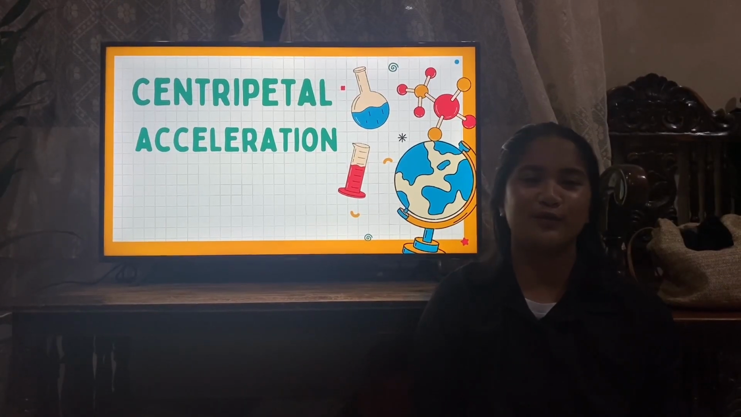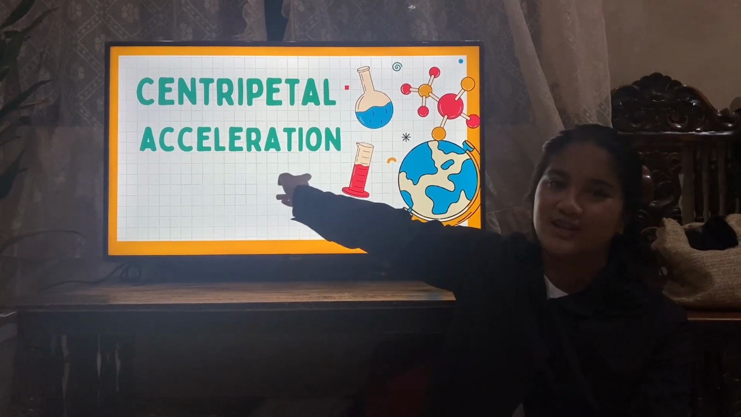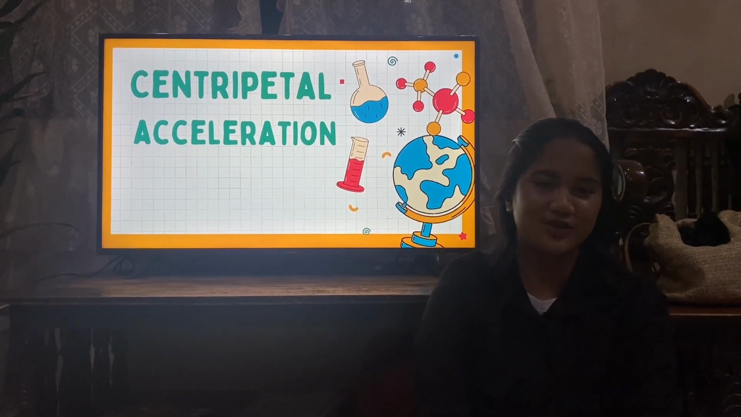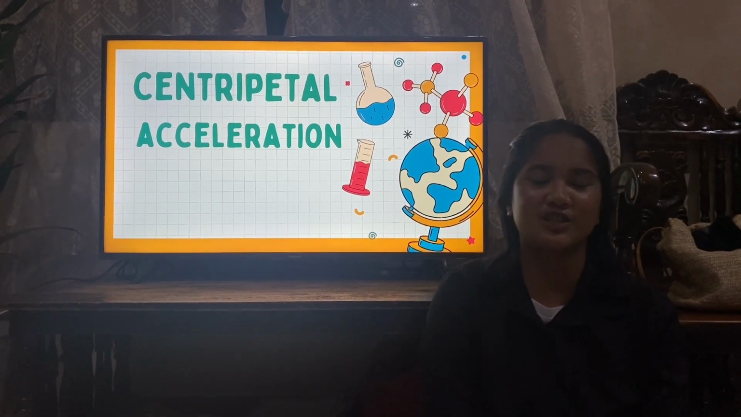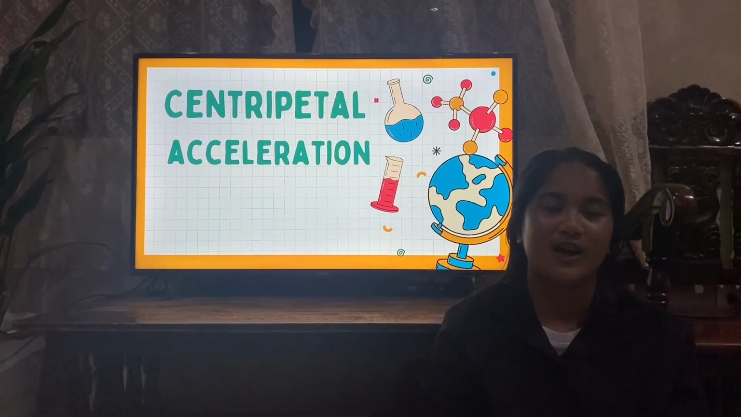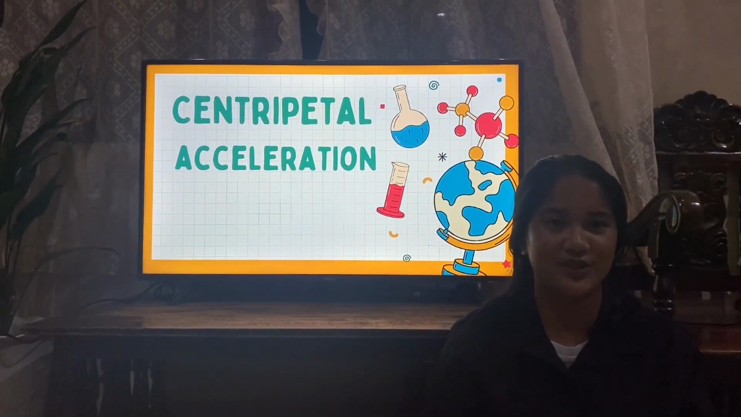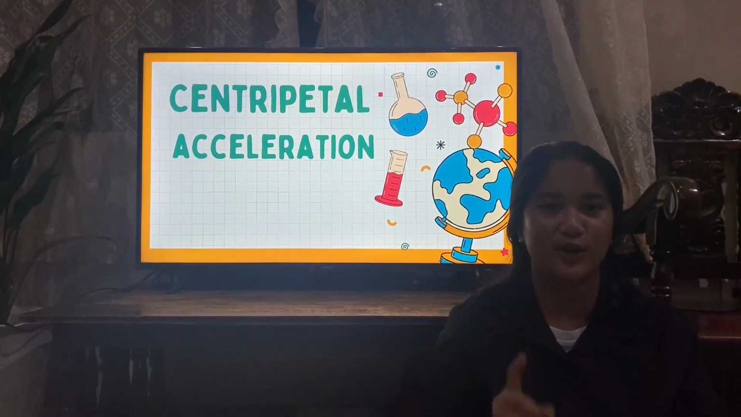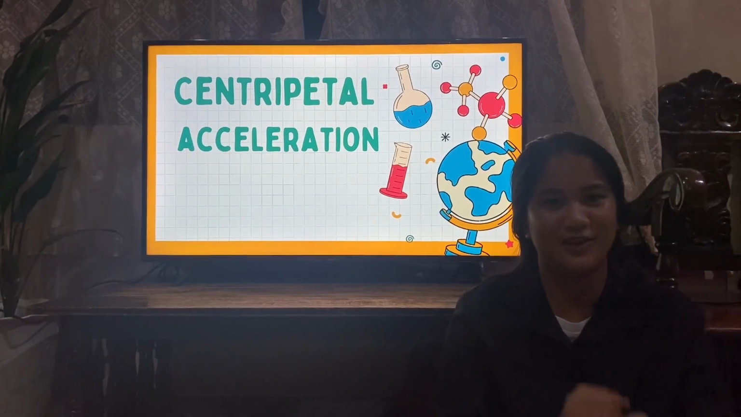So hello everyone, for the next lesson we are going to talk about centripetal acceleration. So what is centripetal acceleration? Centripetal acceleration is the acceleration experienced by an object moving in a circular path. According to Newton's second law of motion, which is the law of acceleration, the net force acting on an object is equal to the mass of the object multiplied by its acceleration.